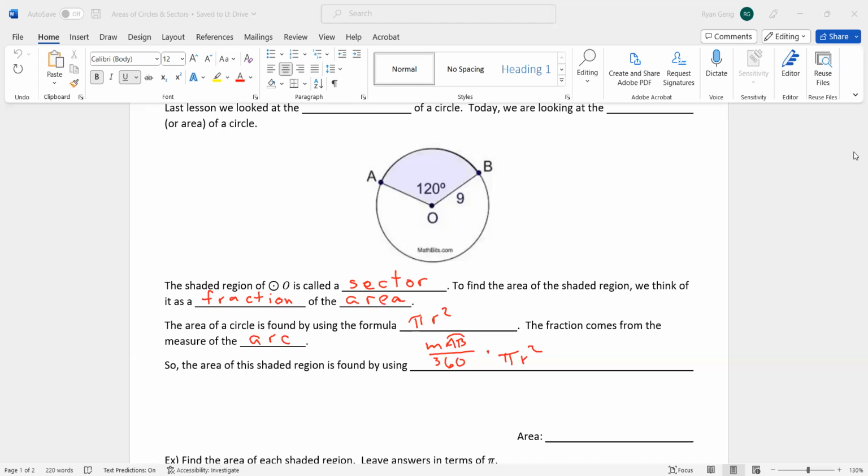So the measure of arc AB is 120 out of 360 times pi. The radius here is 9 squared. So 120 and 360 reduces to 1/3 times 81 pi. So I got 81 pi over 3, which reduces to 27 pi. And that would be units squared. Okay, so that's leaving your answer in terms of pi. And there you go. A couple more practice problems here with the sector idea.